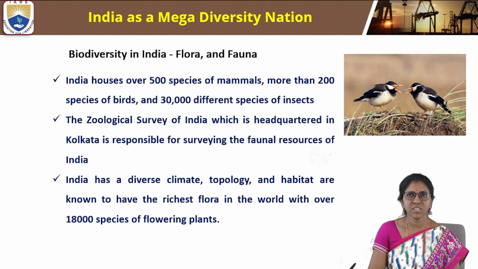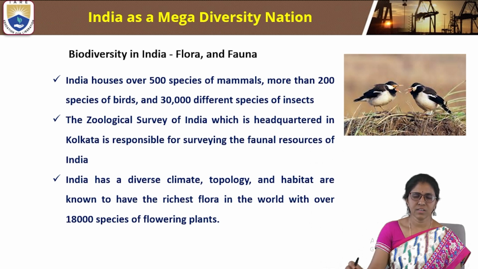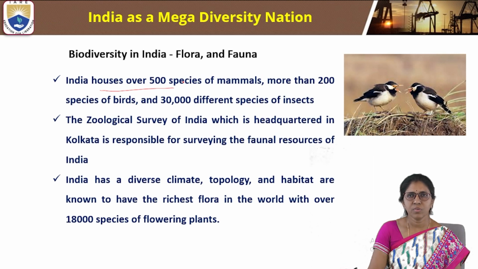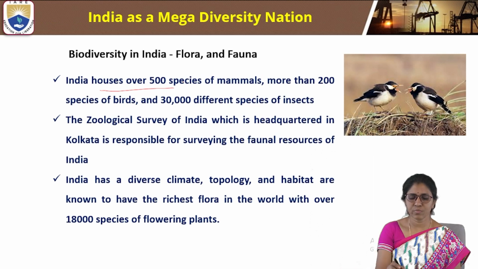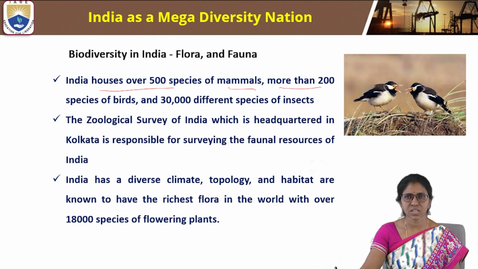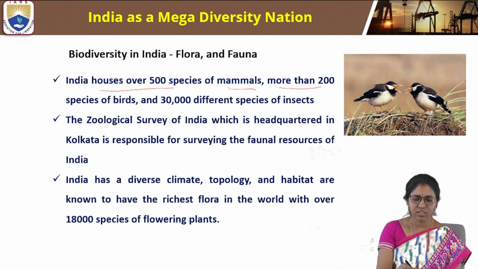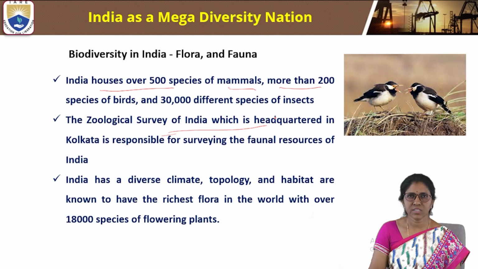So biodiversity in India, flora and fauna. Here India houses over 500 species of mammals, more than 1,300 species of birds, 30,000 different species of insects, and the Geological Survey of India, which is headquartered in Kolkata.